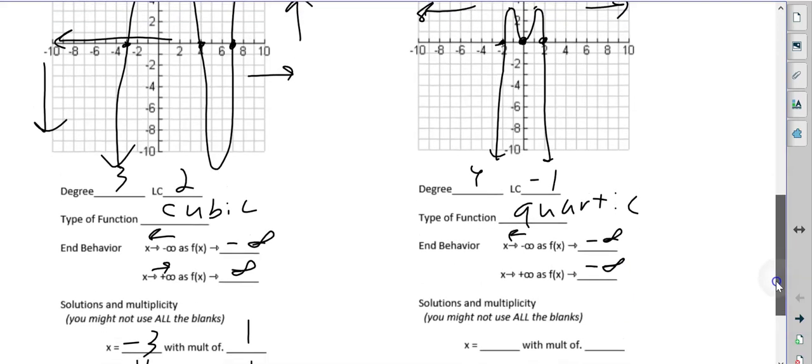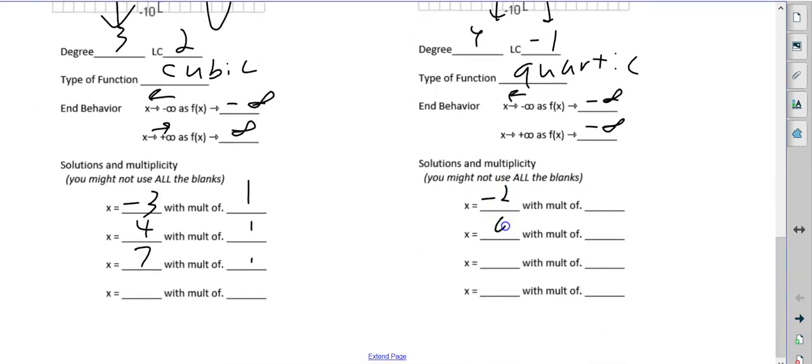And then my numbers are, again, negative 2, 0, and 2. It goes through there, and bounces at 0. So that's a multiplicity of 2.